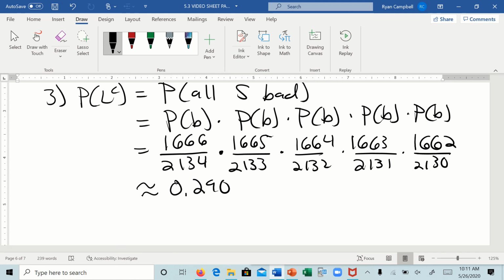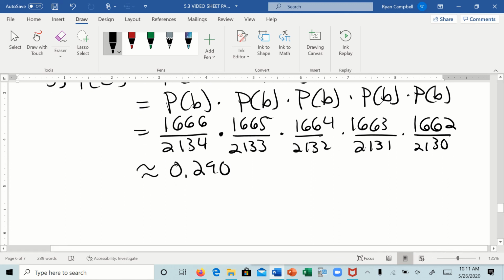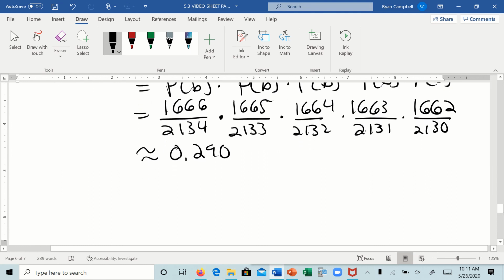0.290. And I would actually suggest multiplying these out. Making sure that you understand how to use your calculator is always going to be very important. So if you're not getting this answer, that means you might not be doing the calculator right. So double check, pause the video, make sure that you're getting the same numbers I'm getting. If you don't understand, make sure to email me, contact me somehow.